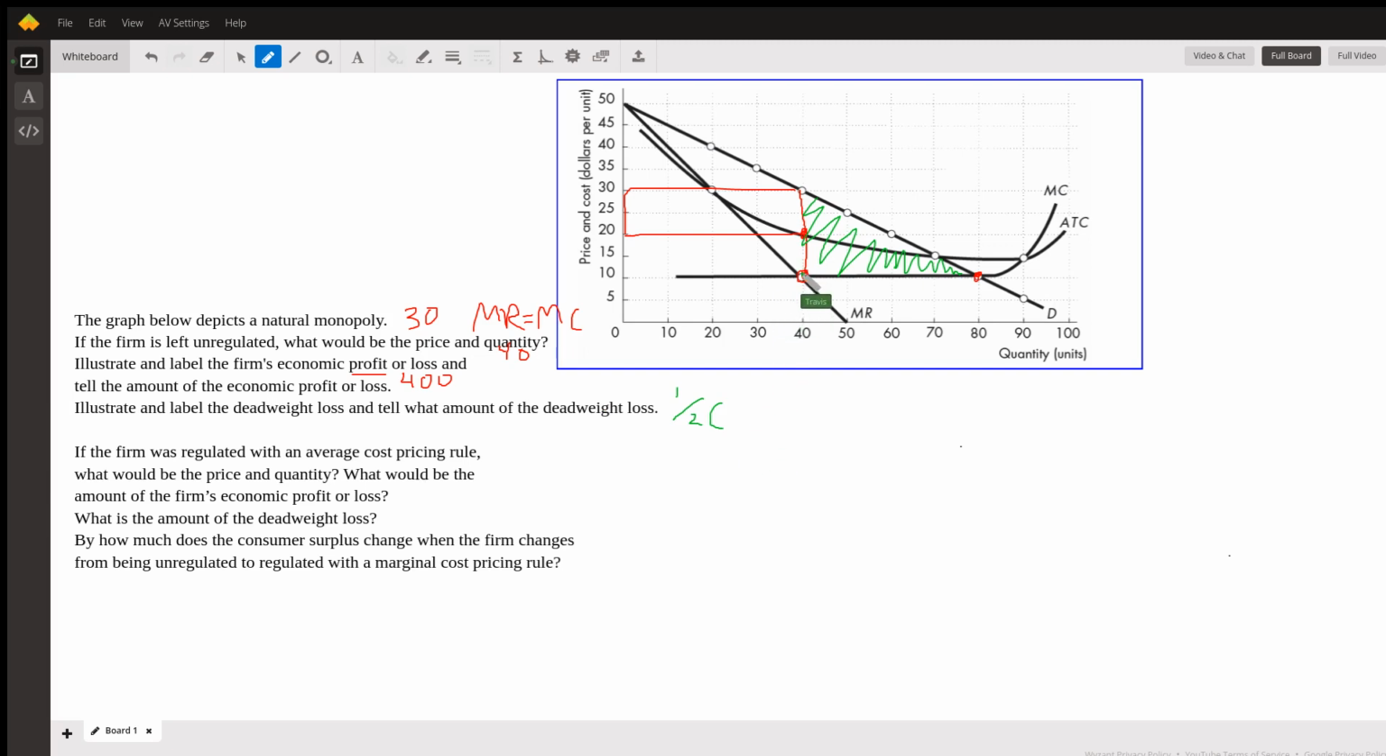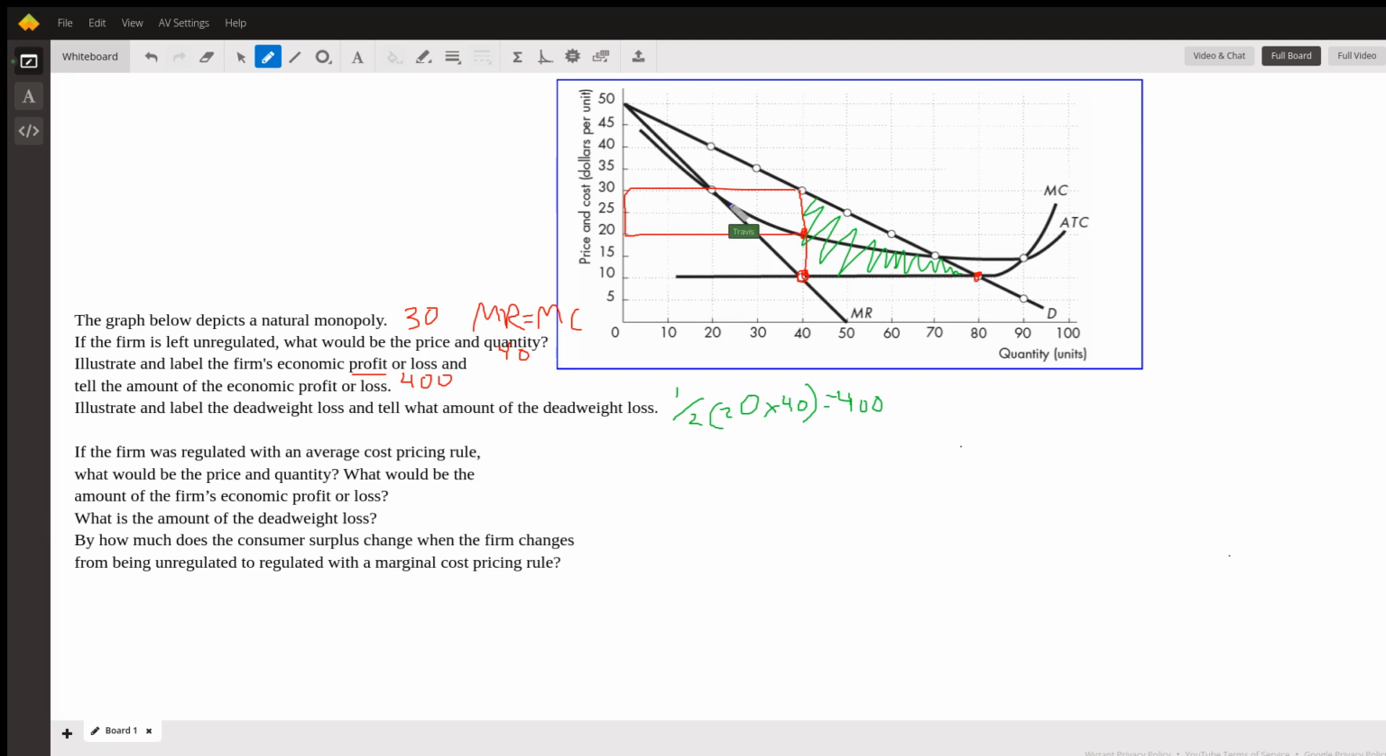And the amount of the deadweight loss is going to be 1/2 base times height. So 30 down to 10, so that's 20, times this lost unit, so 40. And 20 times 40 should be 800. Let me just make sure. And then half of that is 400, so 400 is the deadweight loss, which is also the area of that green triangle.